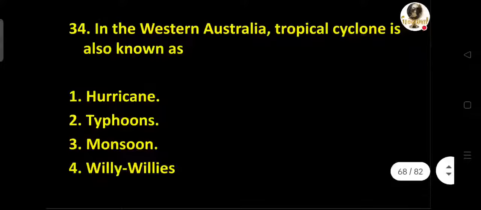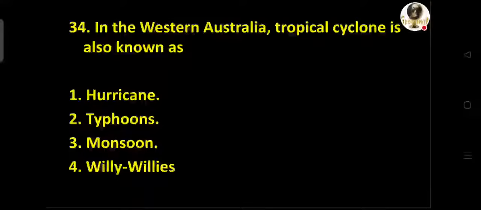Another question, number 34: in Western Australia, the tropical cyclone is known as, very interesting question. Options: hurricane, typhoon, monsoon, willy. Very interesting. Comment and quickly give the question number and answer. You see, the Western Australia tropical cyclone, basically I will explain.